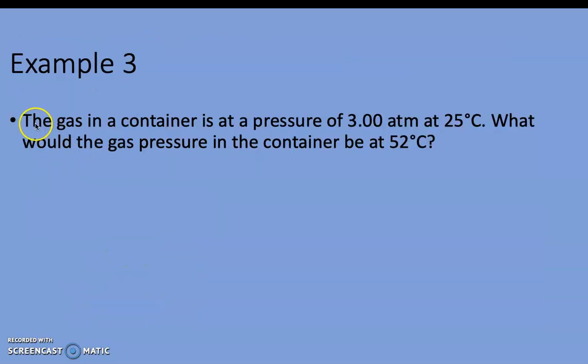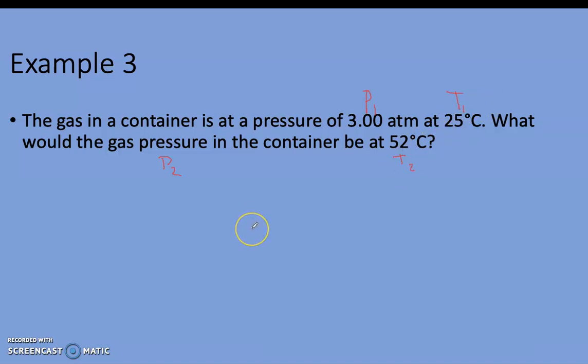So let's check this out. The gas in a container is at a pressure of 3.00 atm at 25 degrees Celsius. So here's our P1. Here's our T1, which we'll have to convert to kelvins. What would the gas pressure in the container be at 52 degrees Celsius? So we're looking for our P2, and this is our T2. Turn your temperatures into kelvins. So add 273 to these.